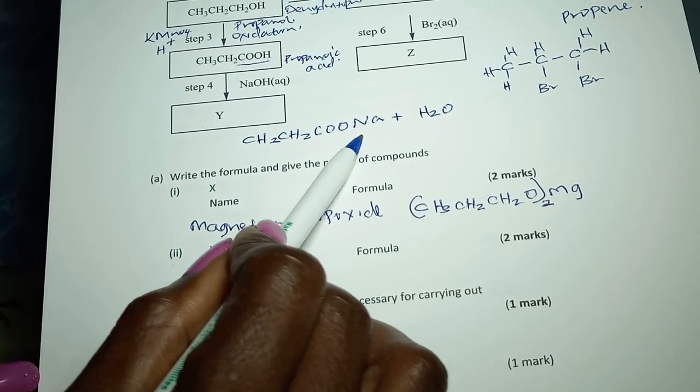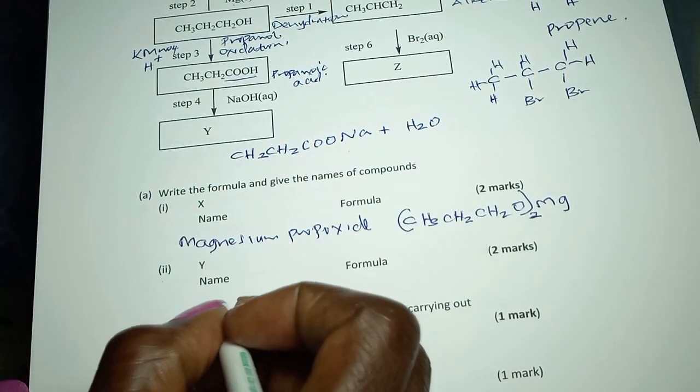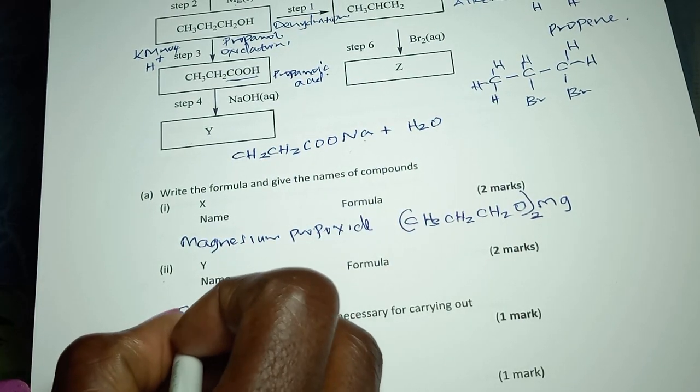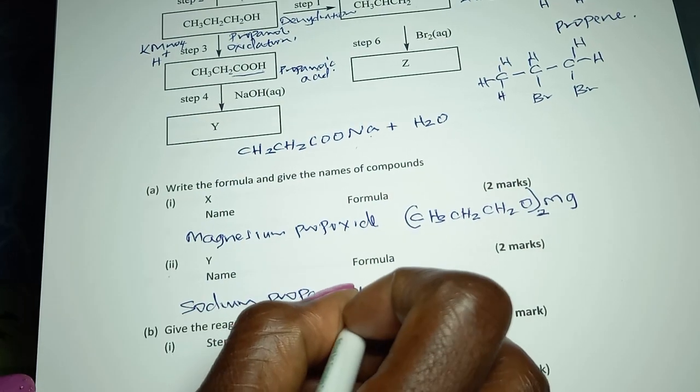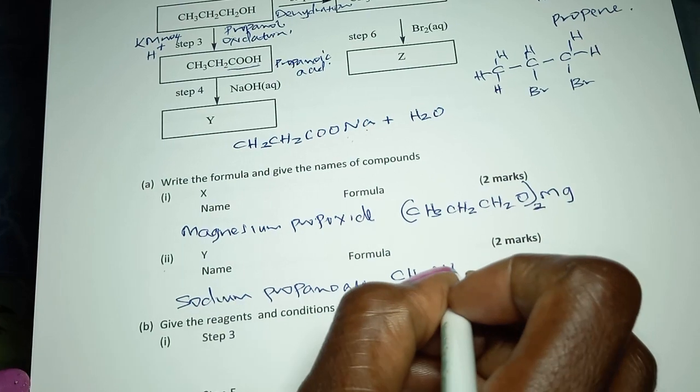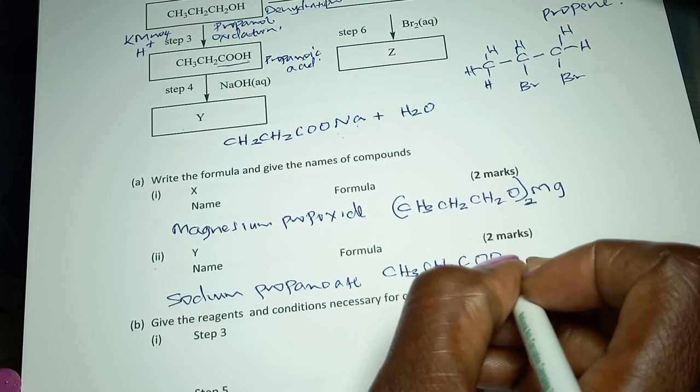So this is what we already know here. So we just write CH. The name is sodium propanoate. So the name is sodium propanoate, and the formula is right here, CH3 CH2 COONa.